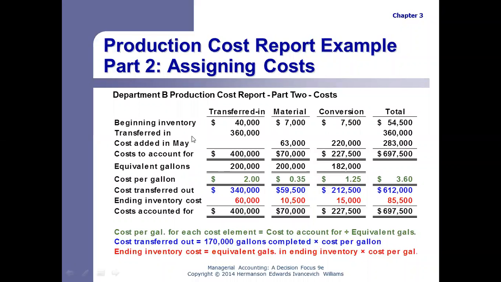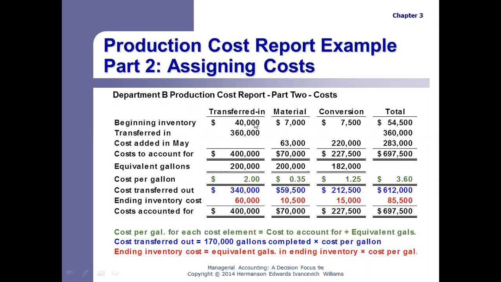So here's the finished production report. Okay, up to here we got the equivalent gallons. We did this earlier. That's the 200,000 for materials, 182,000 for conversion costs. So the cost was $400,000 that was transferred in.